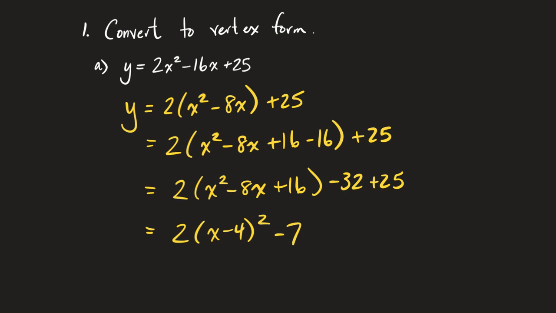So don't worry about that for now. What I want you to focus in on, look at your vertex. Can you see that it's at (4, -7)? Instead, I want to go through using what we know now about our -b/2a.